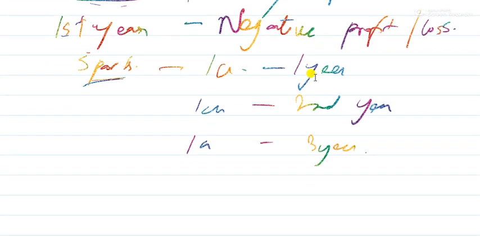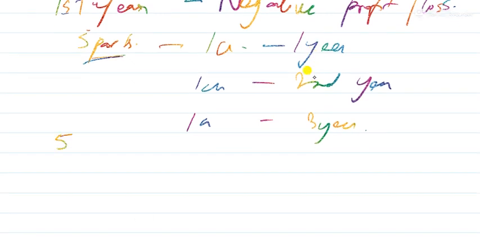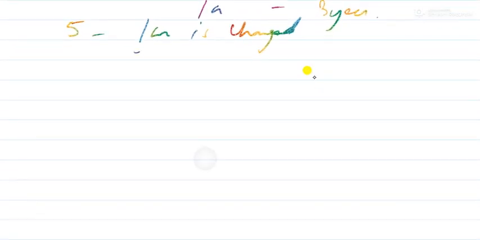Now coming to fictitious assets, what are fictitious assets? Suppose in the first year, out of 5 crores, 1 crore is charged. How much is left? 4 crores, right? Now this 4 crores is recorded as an asset in the balance sheet.